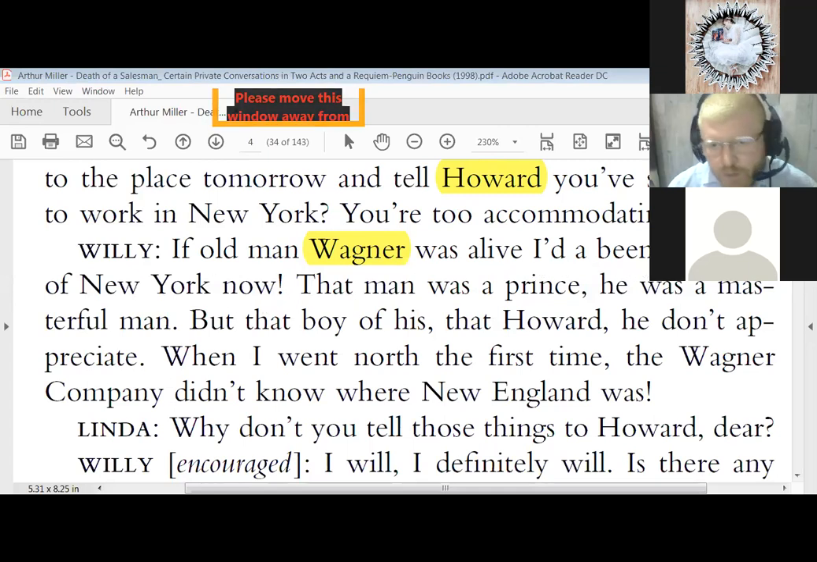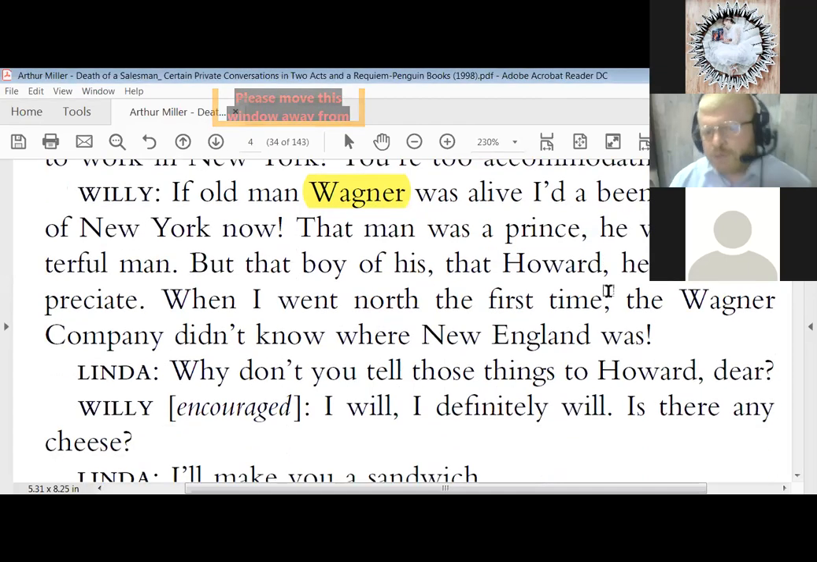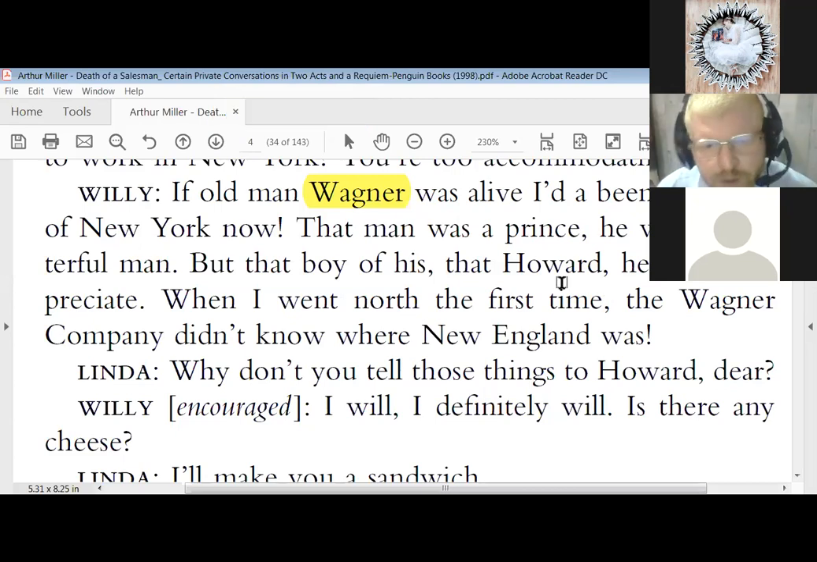Okay, so he's saying that when old man Wagner was alive, I would have been in charge of New York now. Okay, and you see the word in charge. So he's always trying to give himself importance that he doesn't really have. Even if Wagner was alive, in fact, Willie is not going to be in charge of New York. He will just be a salesman in New York. So he'll just be a worker in New York.